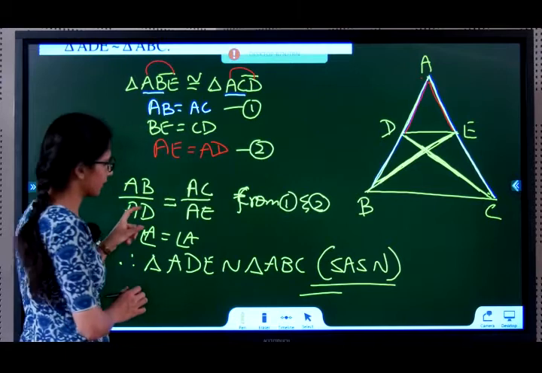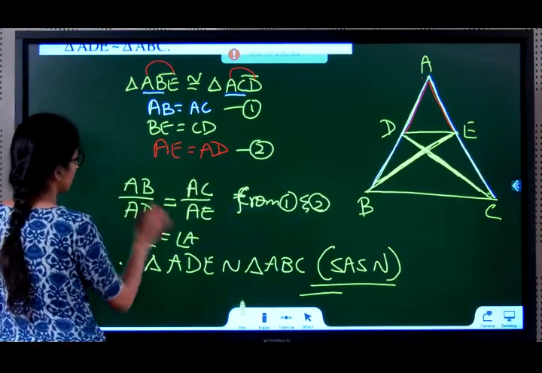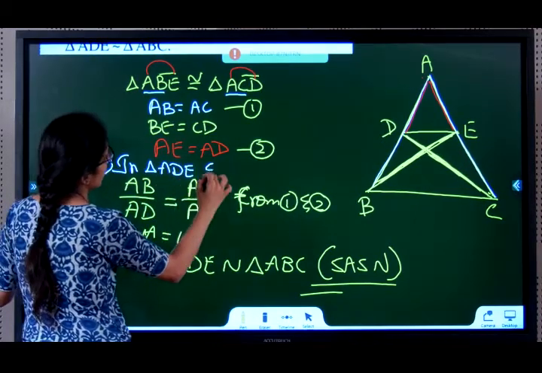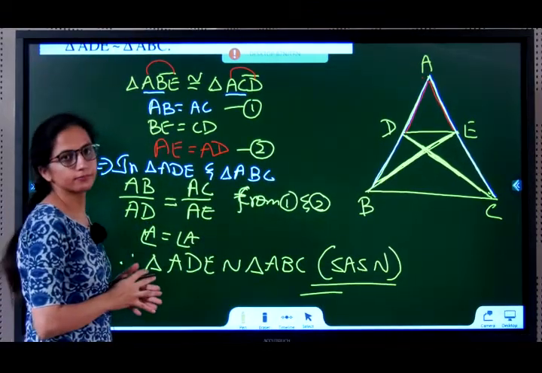So while writing these conditions, you have to mention which triangles you are taking. So please include this over here. You should write in triangle ADE and triangle ABC. It's a good practice. That's how you answer it.